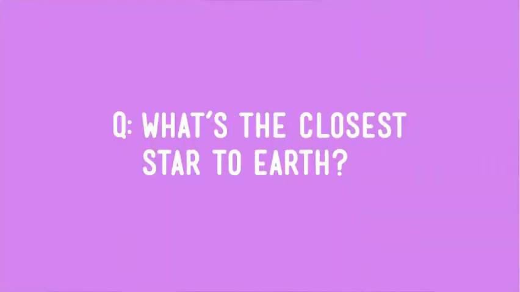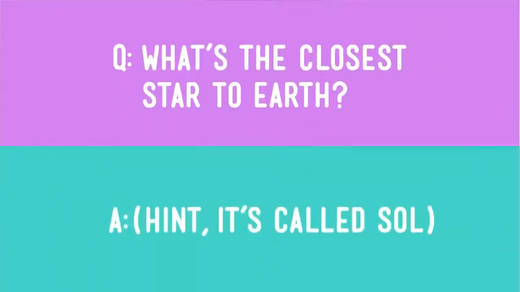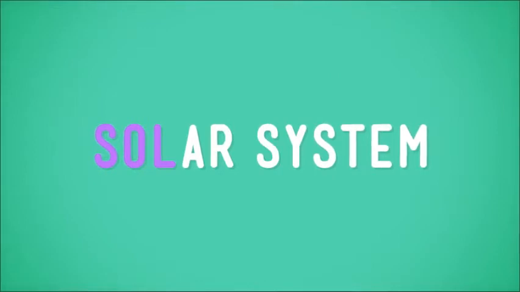Pop quiz. What's the closest star to Earth? It's called Sol. Never heard of it, you say? Sure you have. Sol is the sun. Ancient Romans, who once worshipped the sun, called it Sol, and it's become the kind of official scientific name for the sun. It's where the term solar system comes from.